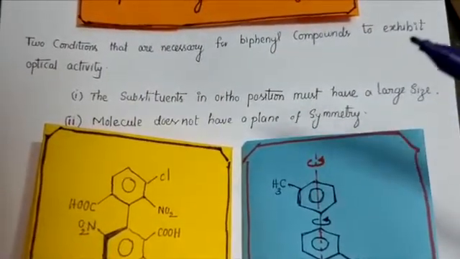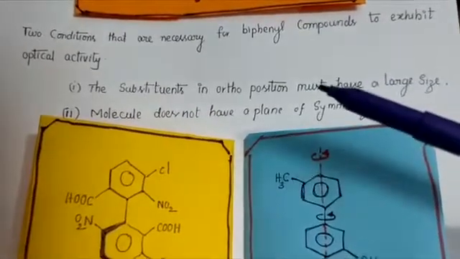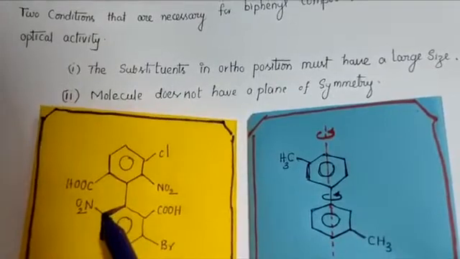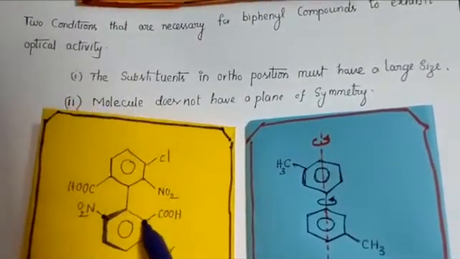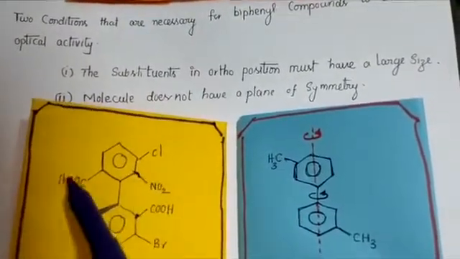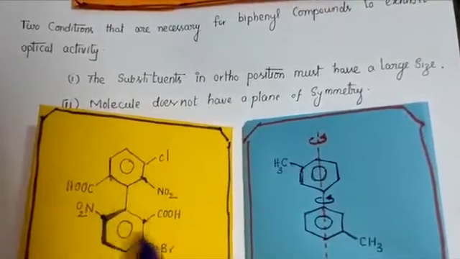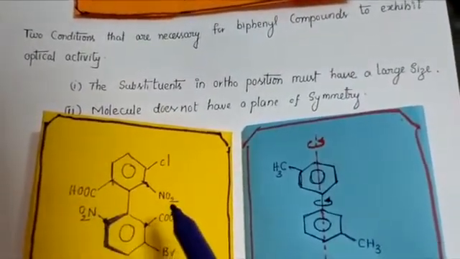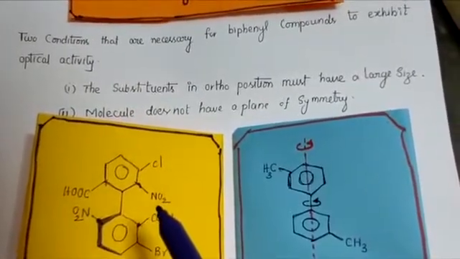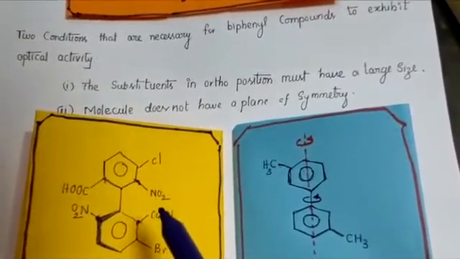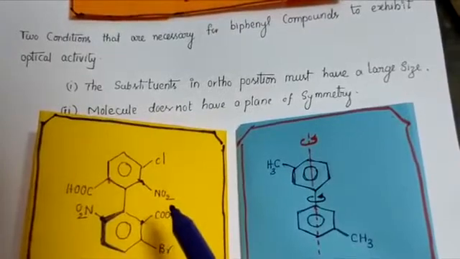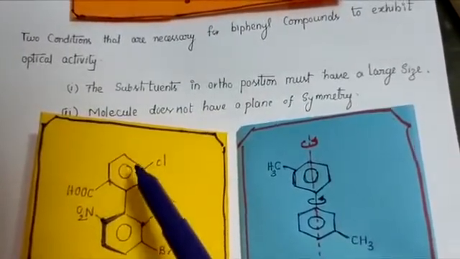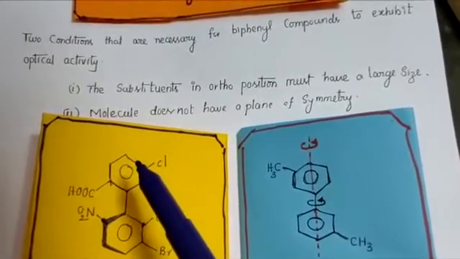And what are these two conditions? The first condition is the substituents present in the ortho position. Imagine this is the ortho position for this phenyl and this is the ortho position for the other phenyl. The two ortho position substituents should be of larger size, that means bulky. Whenever the molecule contains bulky substituents, to avoid steric hindrance, the molecule orients in different planes. So this is one plane and this biphenyl ring is another plane.